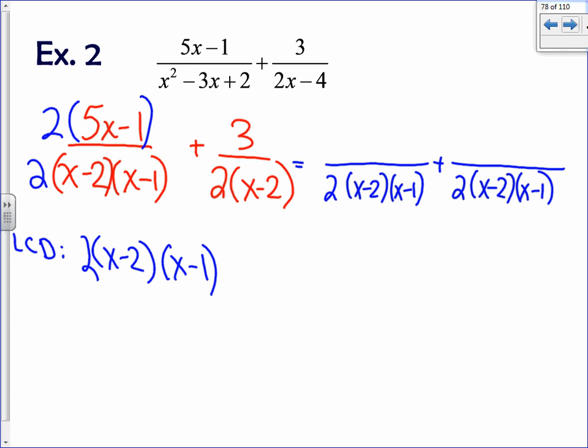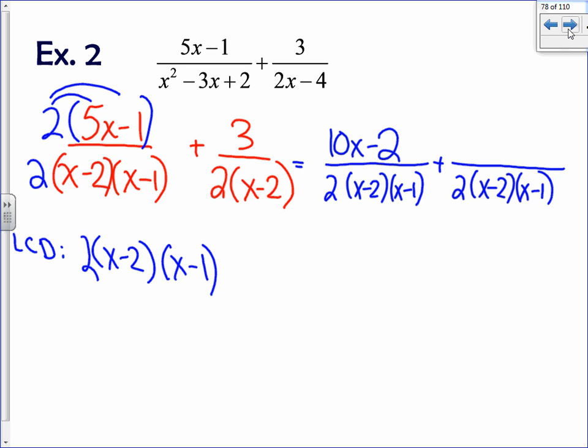Then you have a couple of options. You can either multiply it out now or you can do the other fraction. I'm just probably going to multiply it out now so I can distribute. So I get 10x minus 2. So that's the result for my first fraction.